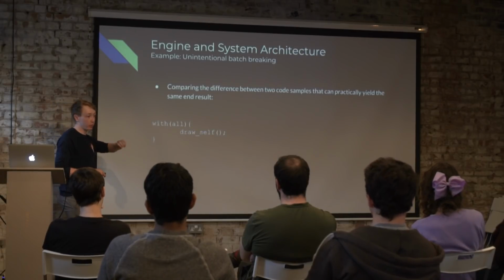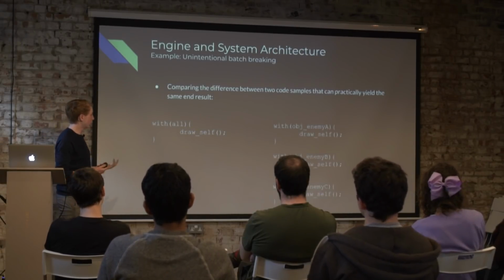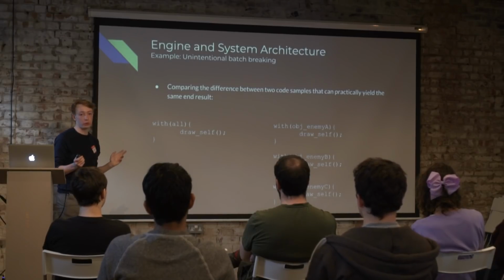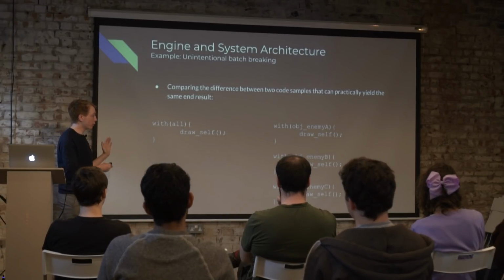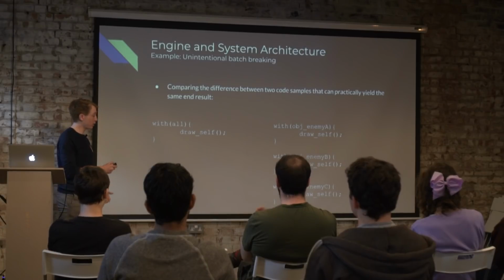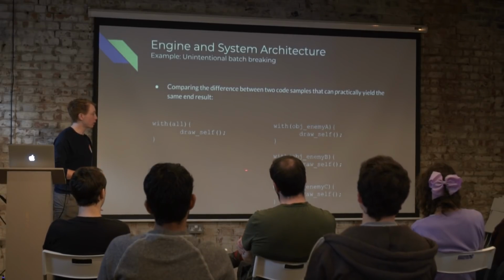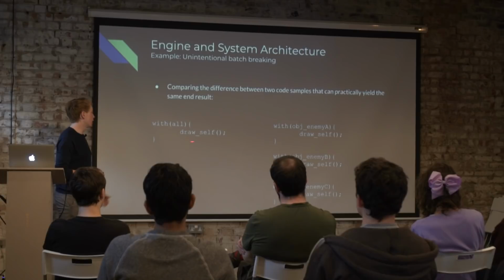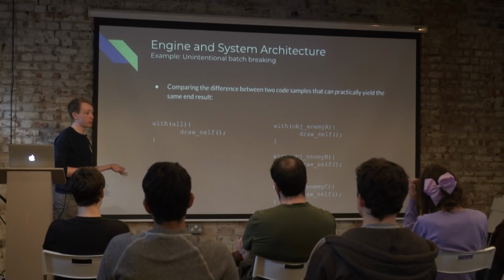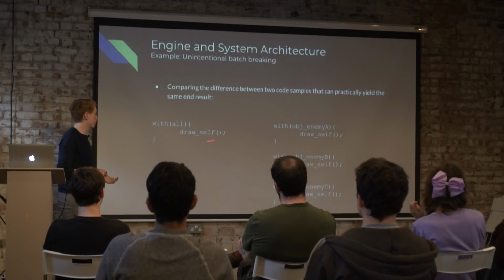So this is a code example of what I've described. These are two samples where we're both trying to draw a scene, and both of these should produce virtually the same result. We've got three different types of object: enemy A, enemy B, and enemy C. And we're just looping through the objects and drawing them.